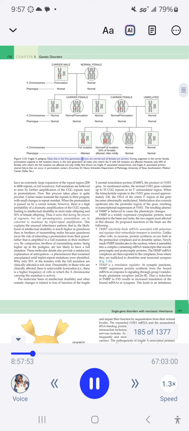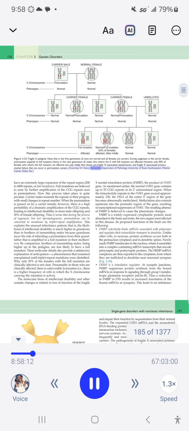Figure 5.25, Fragile X pedigree. Note that in the first generation, all sons are normal and all females are carriers. During oogenesis in the carrier female, the premutation expands to full mutation. Hence, in the next generation, all males who inherit the X with full mutation are affected. However, only 50% of females who inherit the full mutation are affected, and only mildly. Not shown are fragile X-associated tremor/ataxia syndrome and fragile X-associated primary ovarian insufficiency that can occur in premutation carriers.